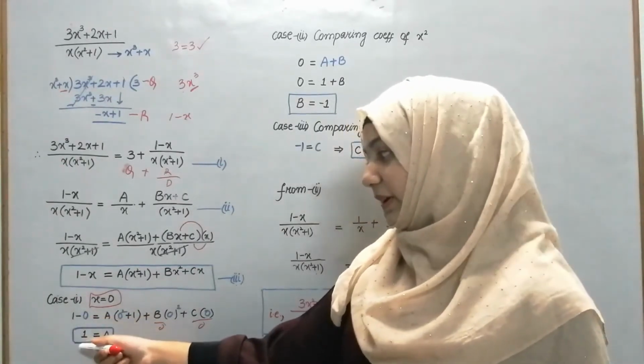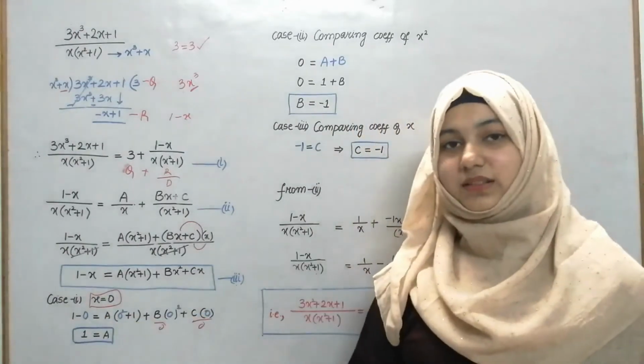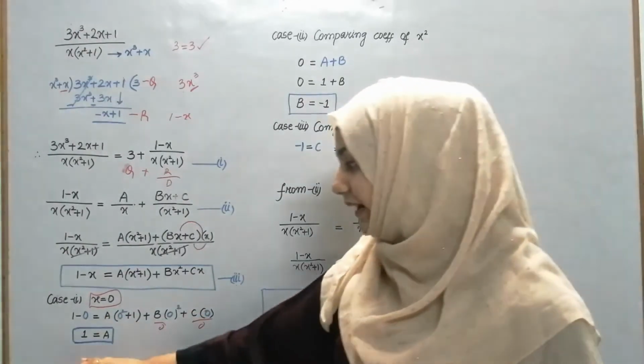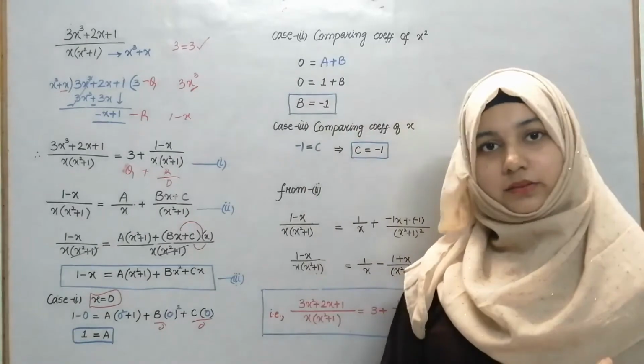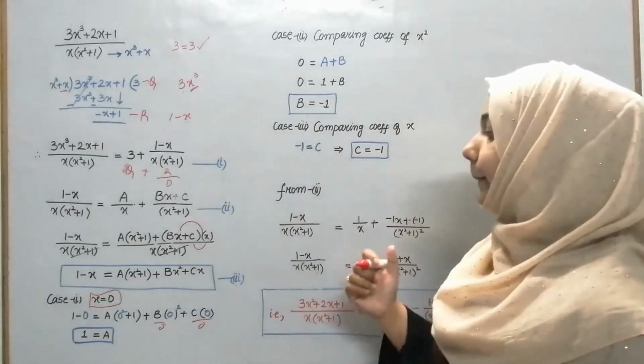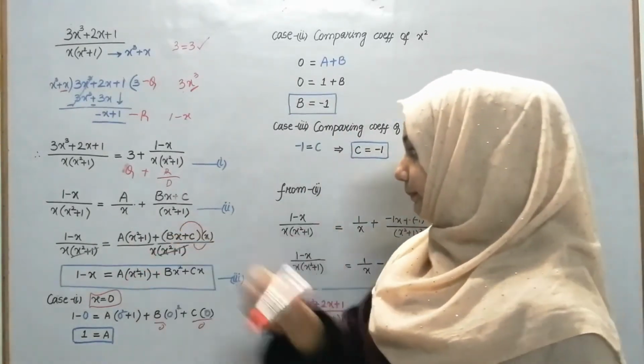1 minus 0 is 1 only. So a is 1, a equals 1. That means the value of a is 1. We found a. Now for finding b and c, see here.